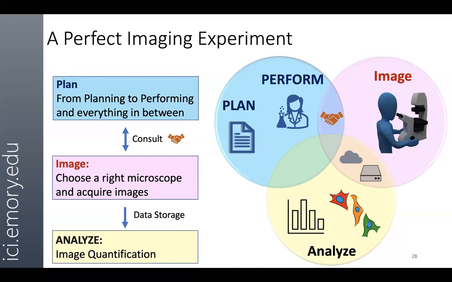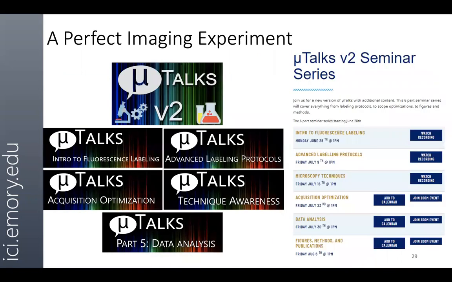So an intersection of planning and performing the experiment, imaging and data analysis is where a perfect quantitative imaging experiment resides, right? So a perfect quantitative imaging experiment is not just about you coming and imaging and using the tools, but it's at the intersection of all these 3 different things.